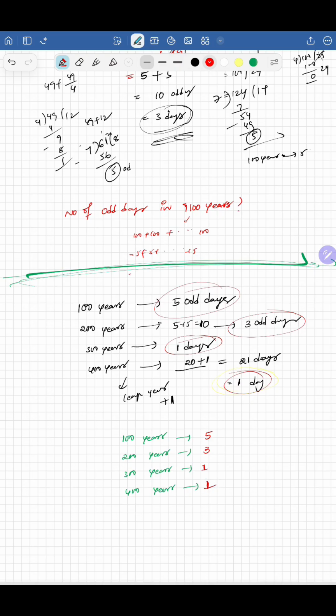So here I made a mistake. Here number of odd days 0, right? Here 0. Yeah, thank you for the correction.